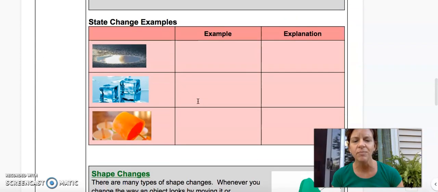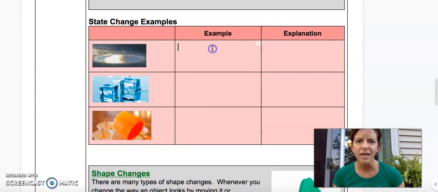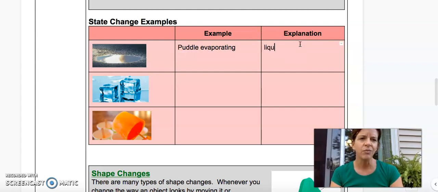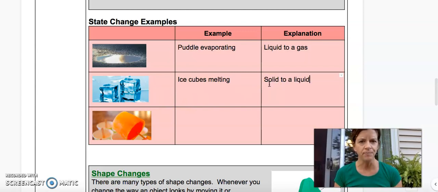Let's look at some examples. Here we have a puddle evaporating. Okay? That is going from a liquid to a gas. All right? Here we have some ice cubes, and they are melting. That is going from a solid ice cube to a liquid puddle, okay?